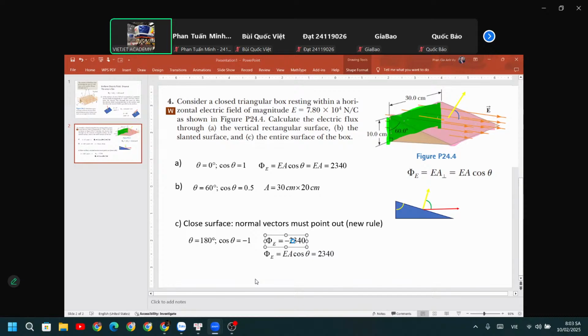Then you have the purple surface with this one. This is for the vertical. This is for the slanted. Then you can easily get that the total electric flux will be 0.